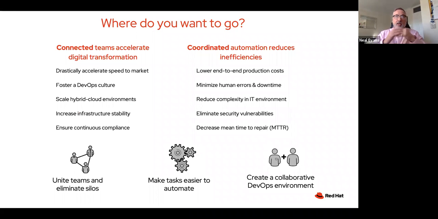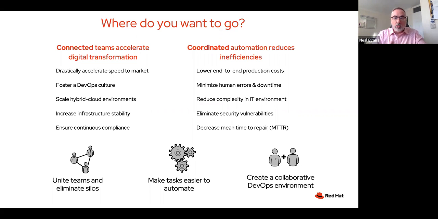So the question to ask about automation and modernization is, where do you want to go? Or perhaps, how do I get there? At Red Hat, we really see 2 routes. You've got connected teams accelerating digital transformation, which includes accelerating speed to market, fostering a DevOps culture, scaling hybrid cloud environments, and addressing infrastructure stability and, most importantly, compliance concerns.